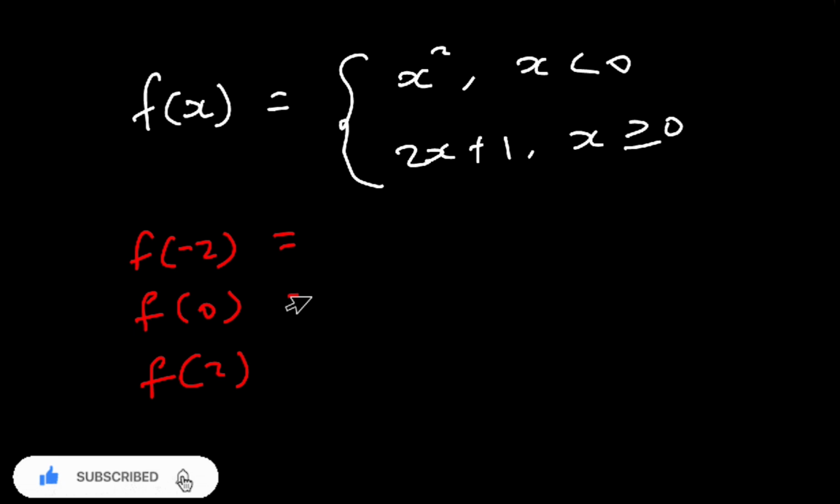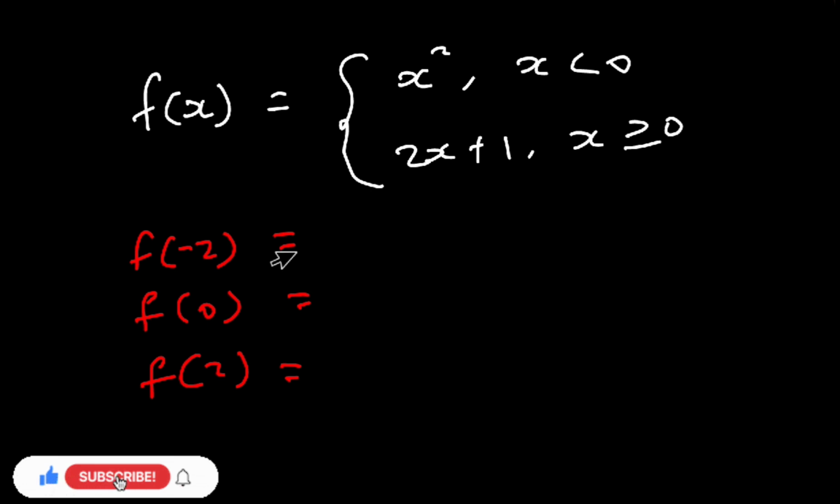So what do you think is the answer to these questions? And in each case, which of the functions are we going to use? Are we going to use x squared or 2x plus 1? Now, first of all, let's check the x value we're given in this function. Here, we're given f of negative 2. We see that negative 2 is less than 0, alright? So because negative 2 is less than 0, we're going to make use of this function, which is x squared.